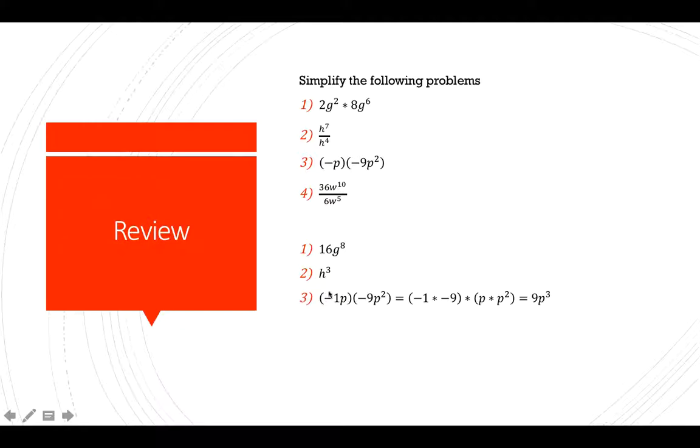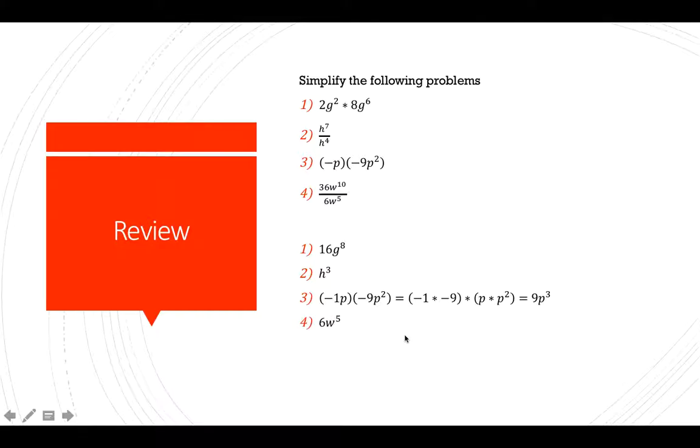On number 3, there's no number in front of the first p, but we know there's an implied 1 there. The same goes for the exponent on the p, there's an implied 1. So when we group these together, we would have negative 1 times negative 9, and then we would have p times p to the 2nd. Negative 1 times negative 9 gives us a positive 9. The implied 1 plus 2 gives us 3.